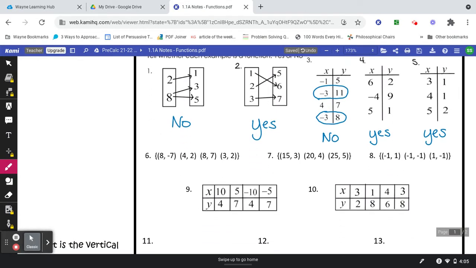Take a moment and try 6 through 10. See if you can decide which of these is a yes and which is a no.